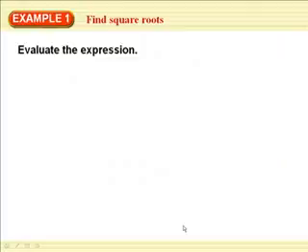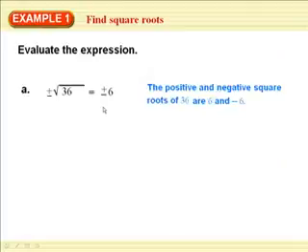All right, so let's go to the first example. Example number 1, finding square roots. Evaluate the expression. I want the positive and negative square root of 36. So 36 is a perfect square number, so it would just be 6, and it'd be positive 6 or negative 6. The square root of 49, and since there isn't this little symbol in front of it, it just wants the one number, so it's 7.